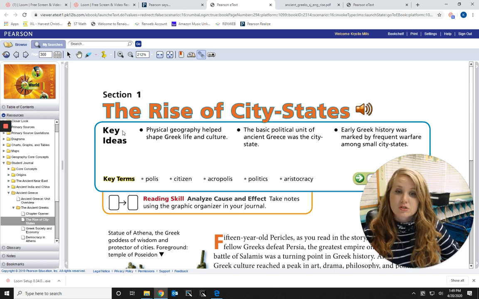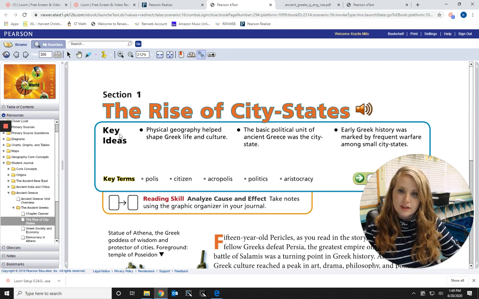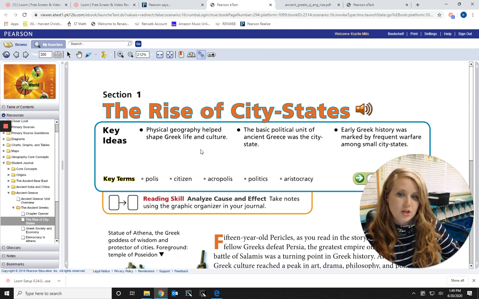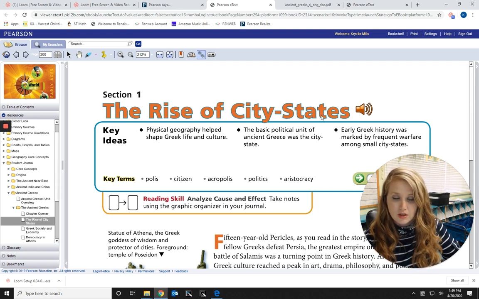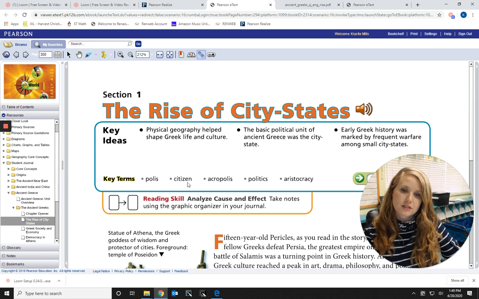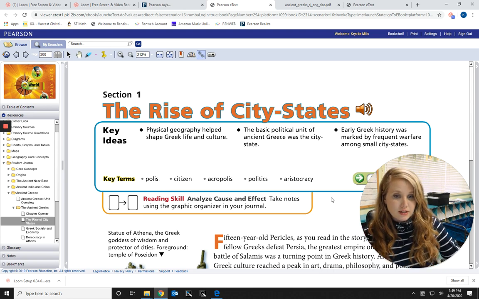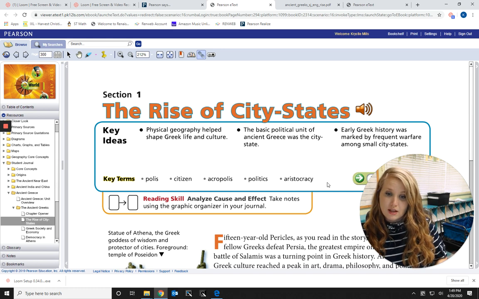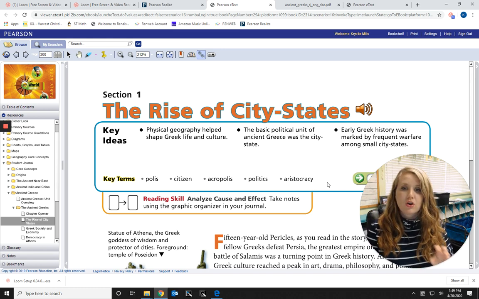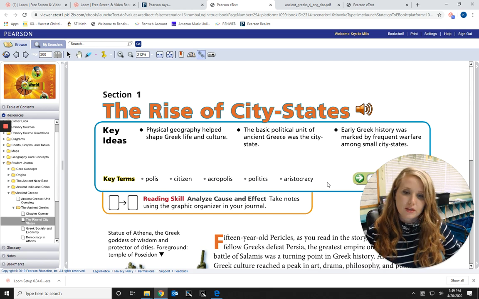So we can see that this section is called The Rise of City-States. The key ideas are physical geography helped shape Greek life and culture. The basic political unit of ancient Greece was the city-state, and early Greek history was marked by frequent warfare among small city-states. Some key terms we have here are polis, citizen, acropolis, politics, and aristocracy. Now, if there's any of those key terms that maybe I as a reader am not familiar with, I'm going to make sure as I preview the text, I read that portion so that I know before I even start reading what that key term is.